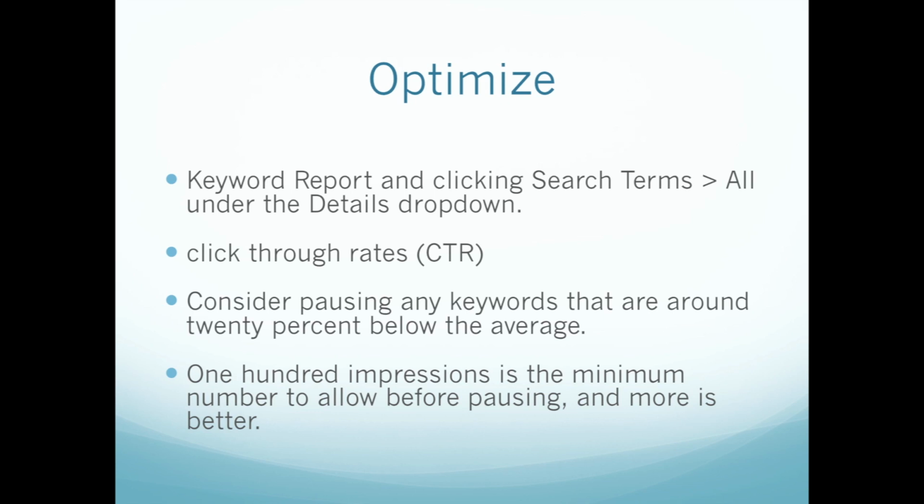So now we want to optimize your campaign. You can go to Keyword Report, click on Search Terms, and go to the Details drop-down. Observe your click-through rates and consider pausing any keywords that are not performing well or don't really match what you're selling. Once you get about 100 impressions, you can get an idea about how the keyword phrase is performing.